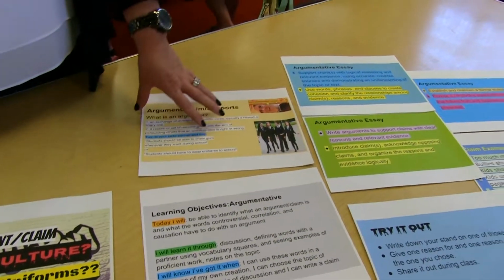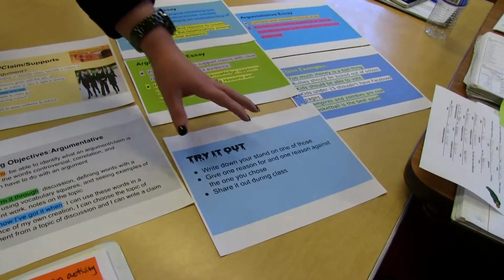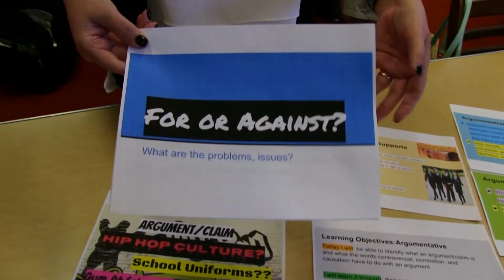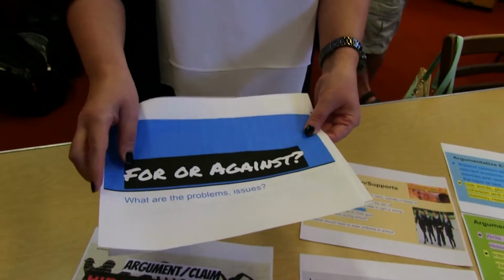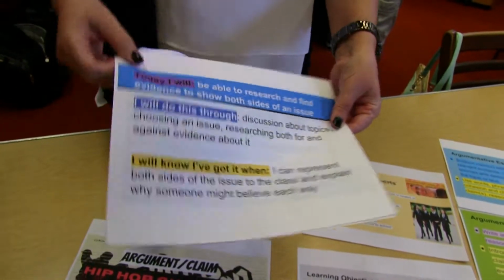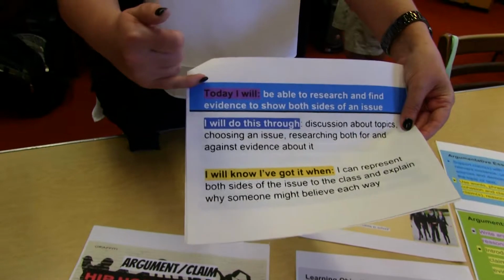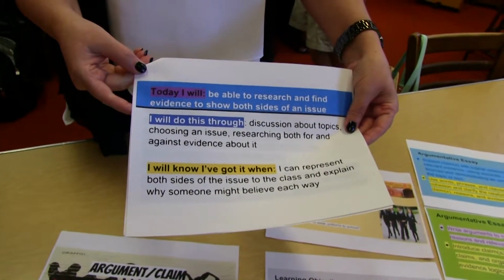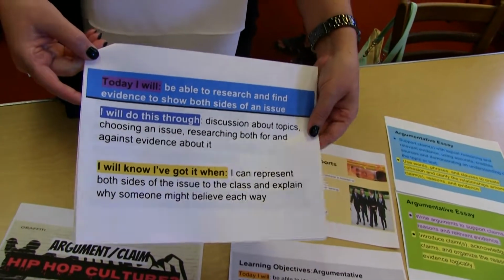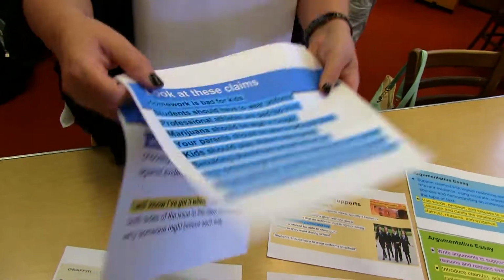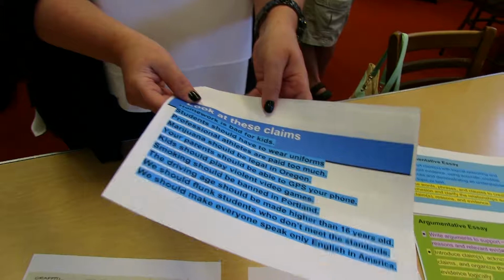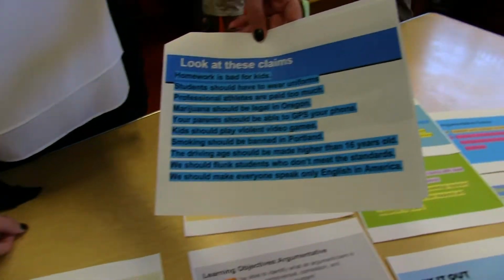And then we talk about it, we try it out with a partner, things like that. And then our opener was this Google presentation, which is for and against. And this was my learning objectives for and against, so I put that up on my Google presentation on the board. And then these are high interest topics for middle school kids. That's how we formulated our discussion.